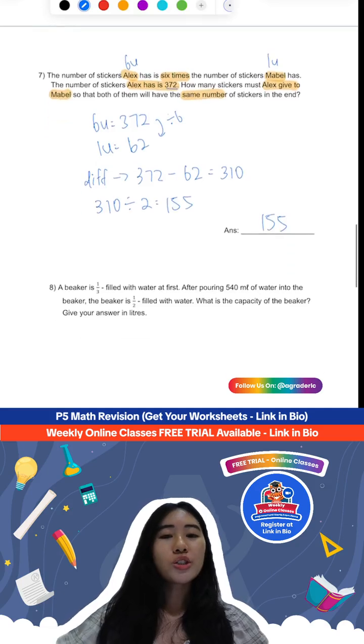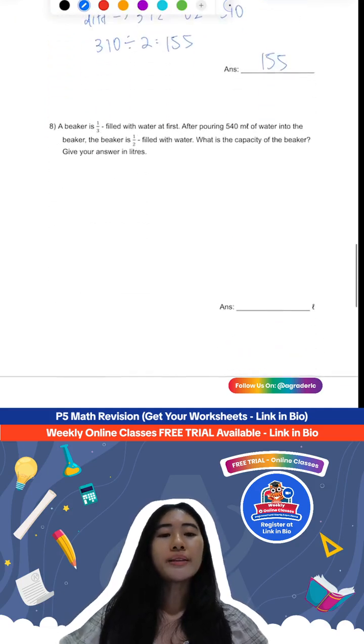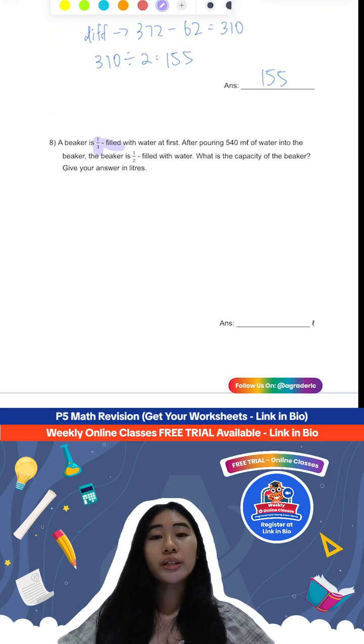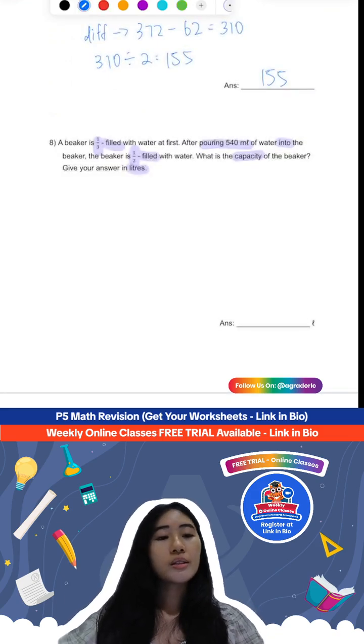So if no questions, let's look at the next one. All right, so over here, a beaker is 1/3 filled with water at first. After pouring 540 milliliters of water into the beaker, it is now half filled. So what is the capacity of the beaker? Your answer should be in liters.